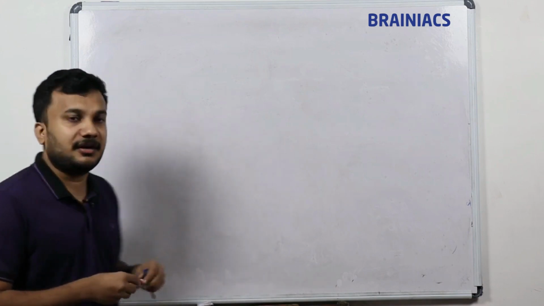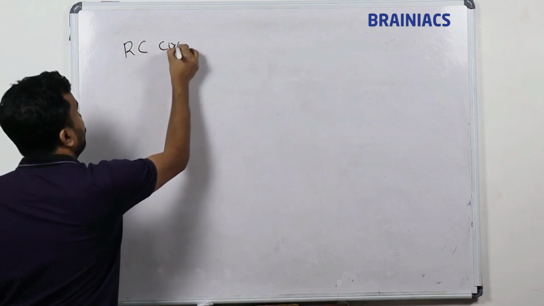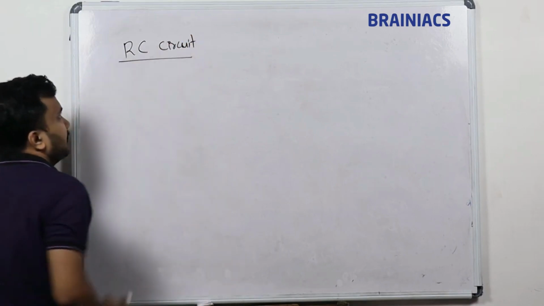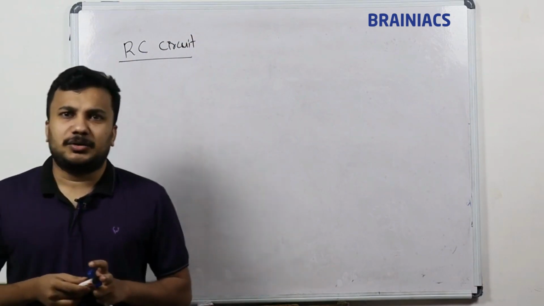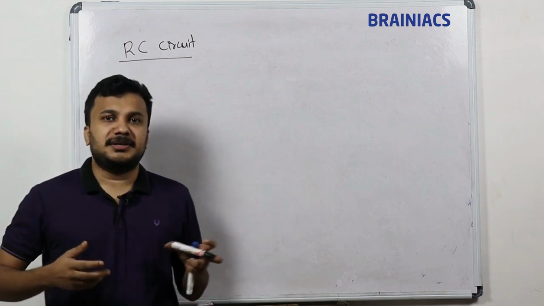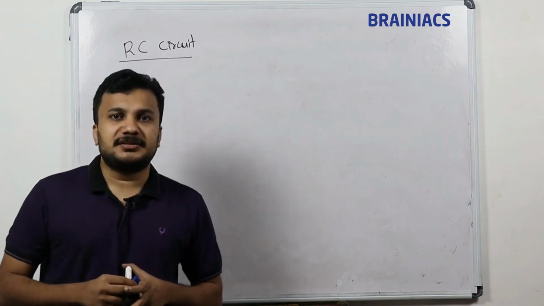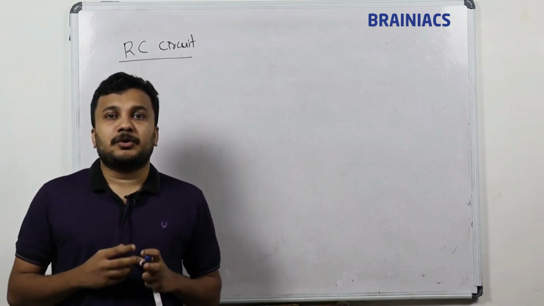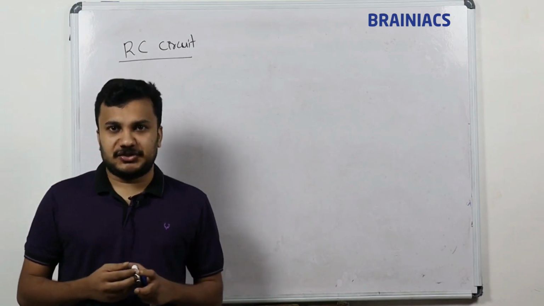Write down the heading called RC circuit. What is called an RC circuit? R means resistance, C means capacitance. So far we have learned about resistance, and so far we have learned about capacitance. Now we are going to do certain problems with respect to resistance and capacitance.